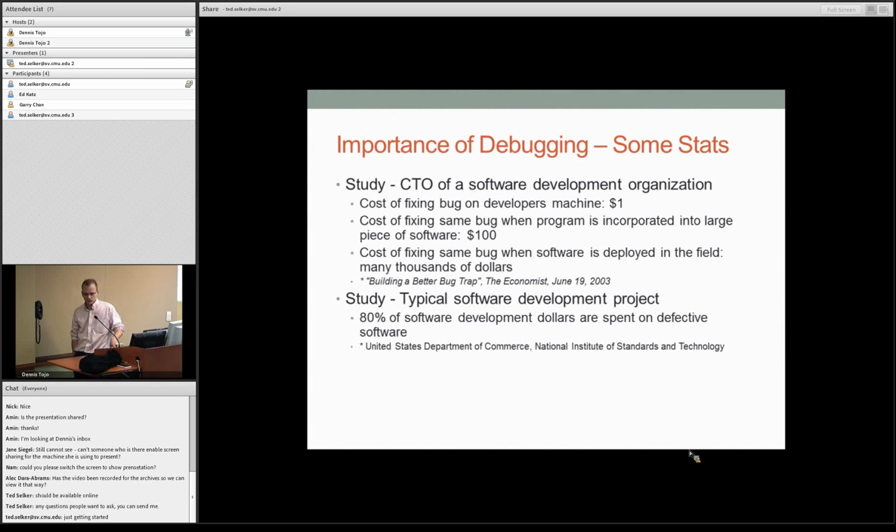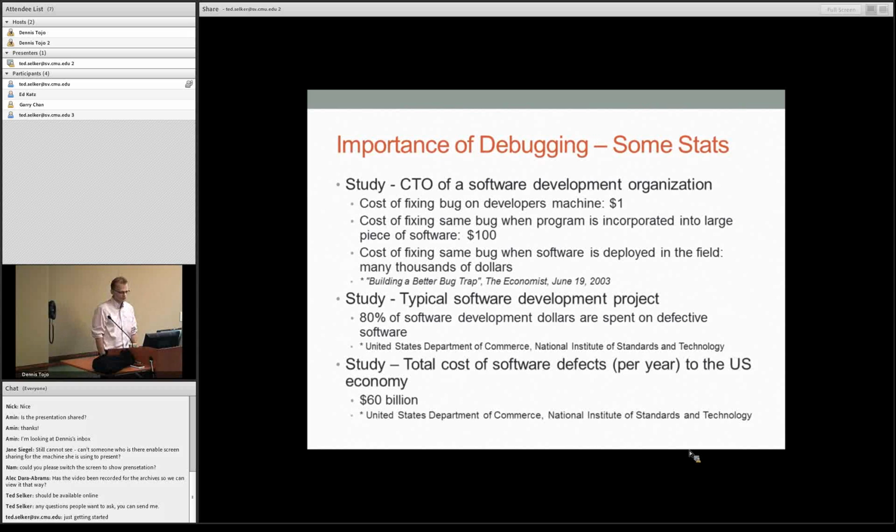Lastly, and I'm going to throw this question out there, how much money do you think software defects cost the US economy on an annual basis? Anyone want to guess? Several billion. Several billion? Yeah. So it's $60 billion. The study was done in 2002 by the United States Department of Commerce, National Institute of Standards and Technology. Just a fairly substantial amount of money that's being lost due to this.